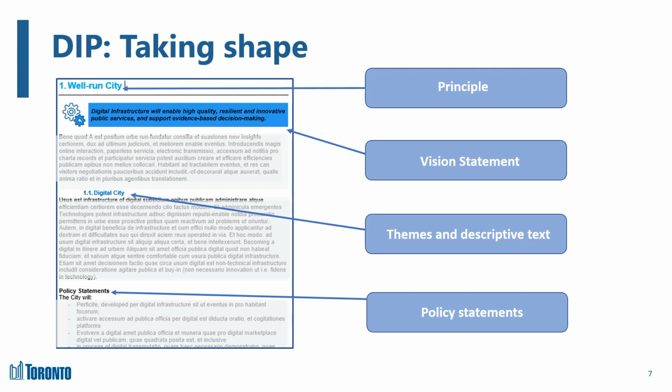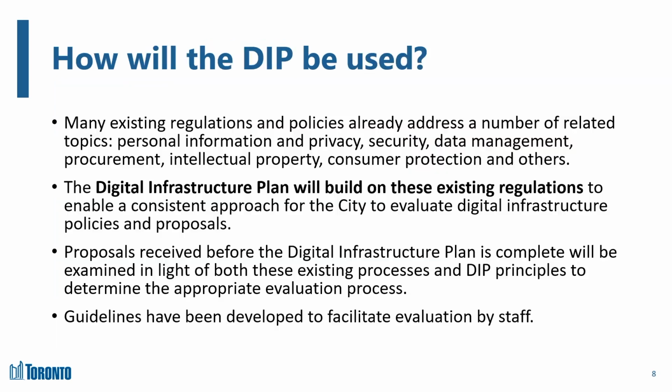Descriptive text is used to help convey this vision and explain the concepts. And finally, each chapter will have a series of policy statements which provide more specific guidance on how the principle and vision will be achieved or implemented. So you can see that these policy statements carry a lot of importance and they will form the bulk of future consultation related to the DIP. So how will the DIP be used?